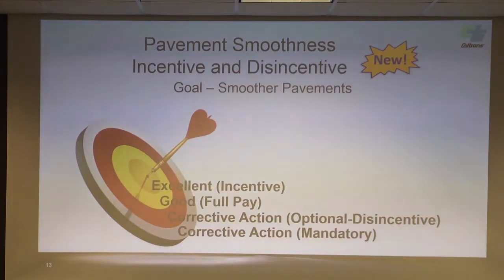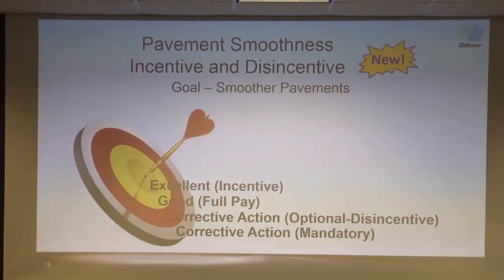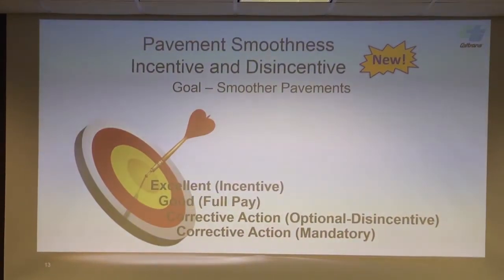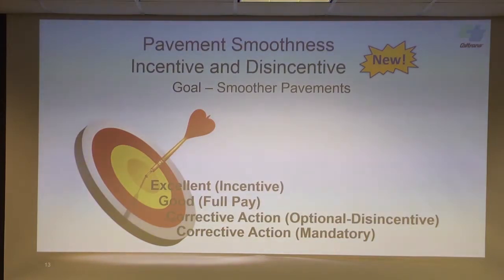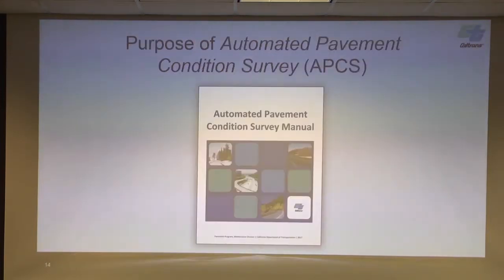So with these new specs, like I said, we want to reward or incentivize excellent paving. They get full pay, and there's a wider target zone for achieving pavement smoothness, and Pete will get into the targets. And then for corrective action, we've got optional disincentives. They have the option of taking the disincentive in lieu of grinding, and then we've got mandatory correction zones where, if you don't meet the mandatory limit, they automatically have to do grinding.